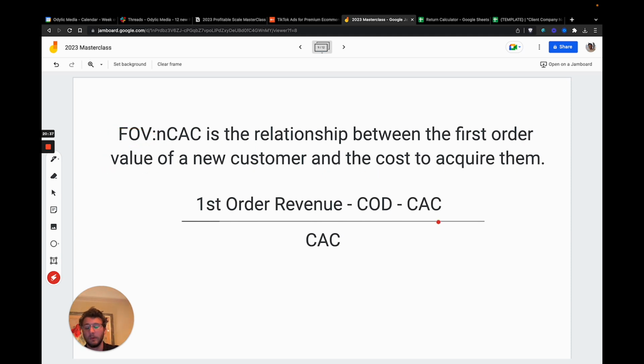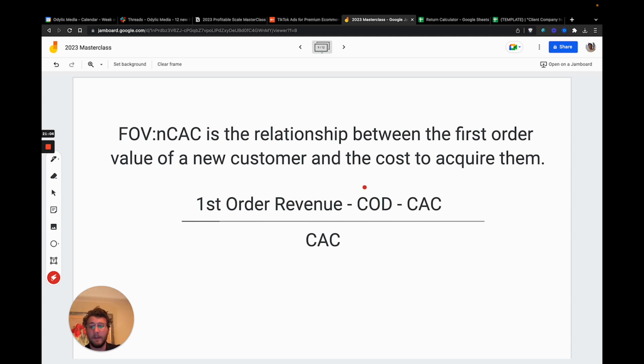So this is very simple. It's just your first order revenue minus your cost of delivery, which includes, depending, shipping, if that's something that's included or not for you. You can also include the packing, all that kind of stuff that goes into the cost of getting it from the warehouse into the customer's hand. And of course, the customer acquisition cost, we take that out as well, over the customer acquisition cost, right? So super, super simple here.